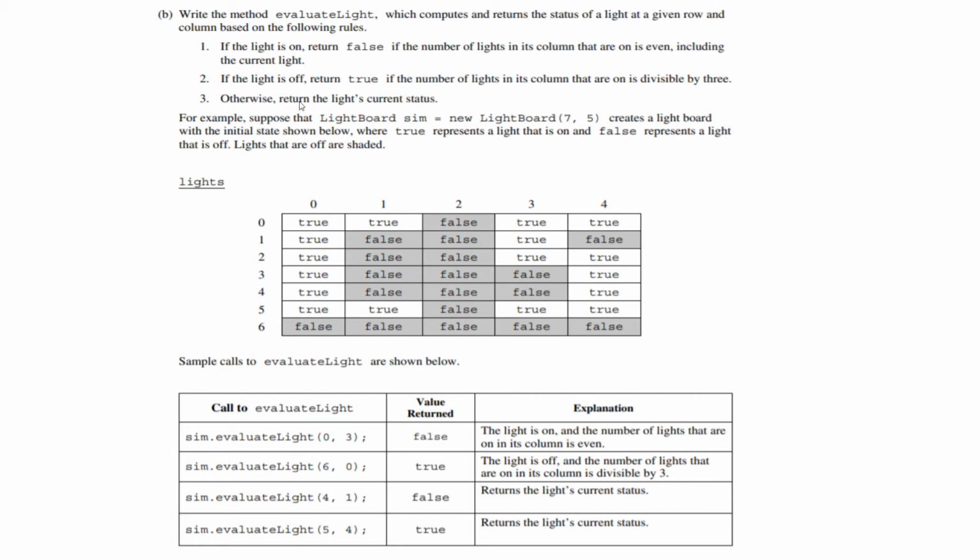And the last condition is like a test case that accounts if these 2 conditionals fail. So if both of these 2 fail, then all it's saying is return the light's current status. So let's say we're on this element here. If this element here did not satisfy these 2 conditions, we're just going to be returning the light's current status, which is true, right? We're just going to be returning the value of the element there.